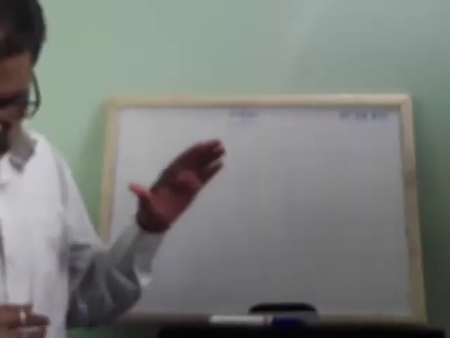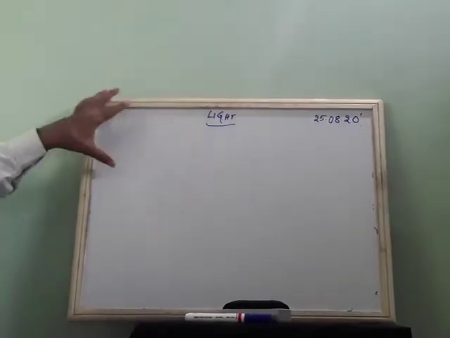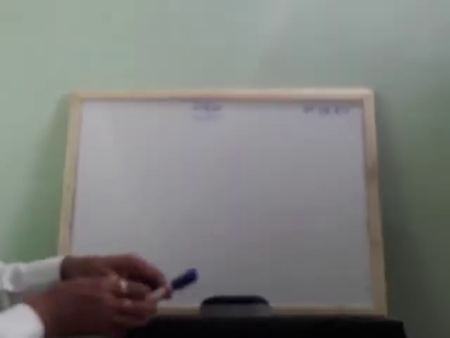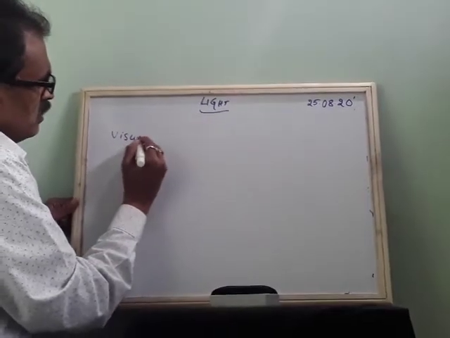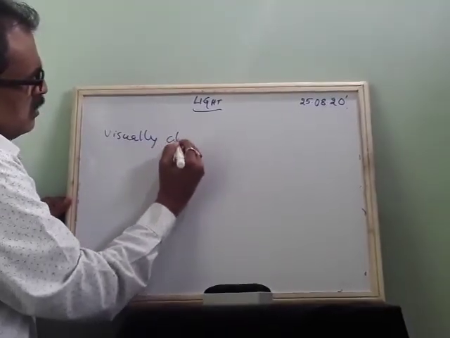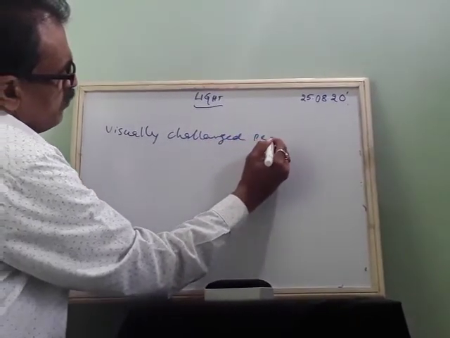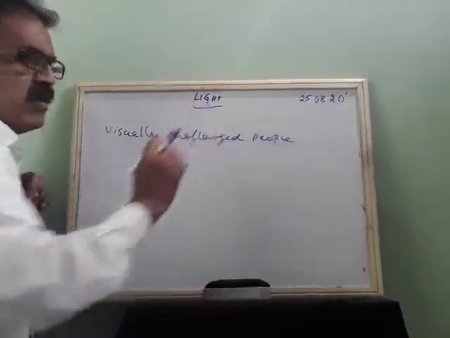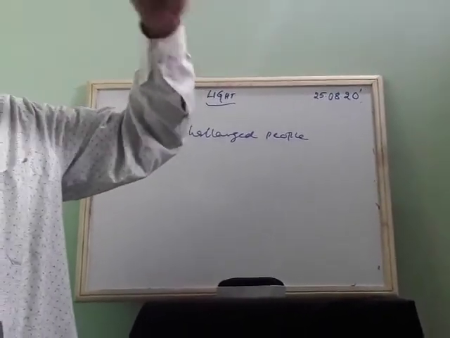Okay. So these are the things. So what to do with them? See, for all those people, we call them visually challenged people.